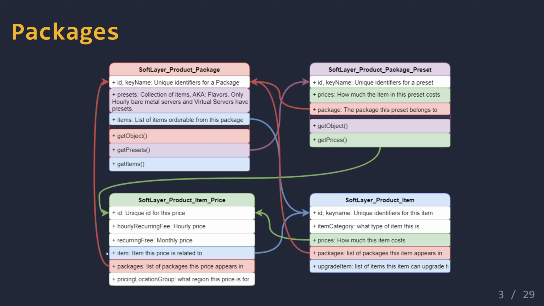So the item price also links to an item, which is here. The SoftLayer product item. Again, it has an ID and key name. It'll have a category code. So this is going to be things like a RAM category, a CPU category, a monitoring category. And when you place an order, the order requires you have at least one item in a certain set of categories. And that's how you determine which category an item belongs to. You'll have a list of prices for that item. It'll have a package reference, so it goes back to the package. It'll have an upgrade item list, which is the list of items you could upgrade this item into if you needed to.